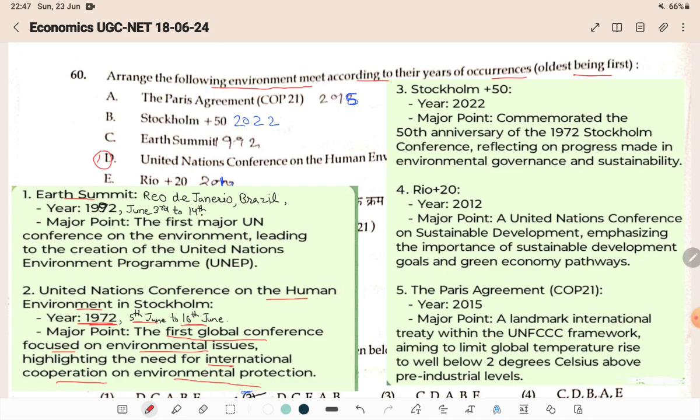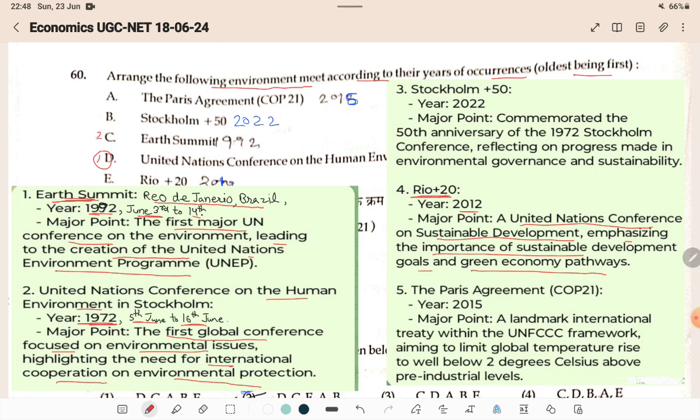After that, in 1992, there was an Earth Summit in Rio de Janeiro, Brazil. It was held in 1992, June 3rd to 14th. The major point was that it was the first major UN conference on the environment, leading to the creation of the United Nations Environment Programme (UNEP). And after that, Rio plus 20 in 2012, a United Nations conference on sustainable development, emphasizing the importance of sustainable development goals and green economic pathways.